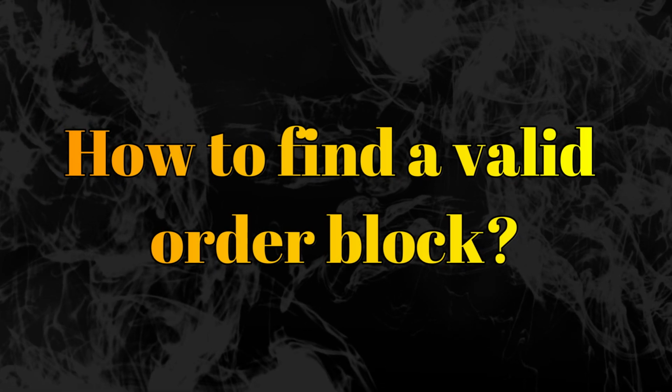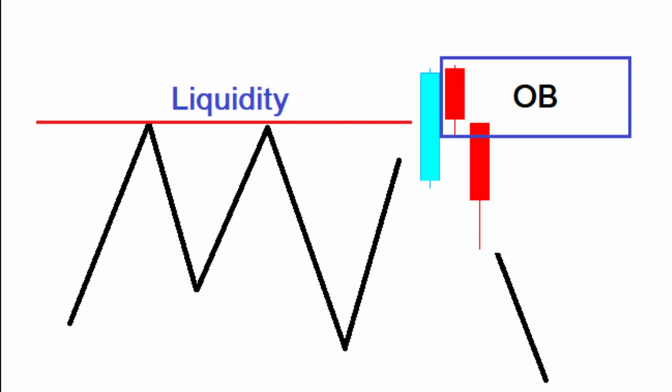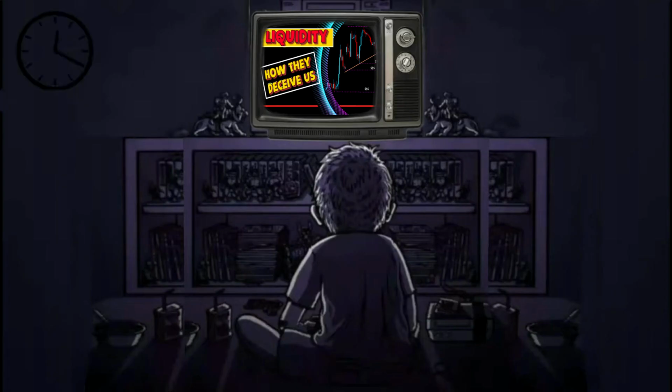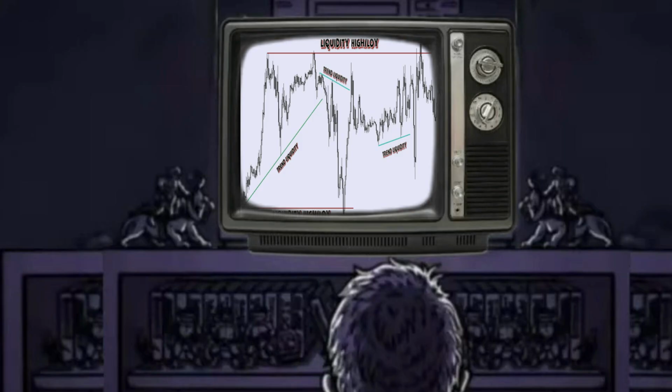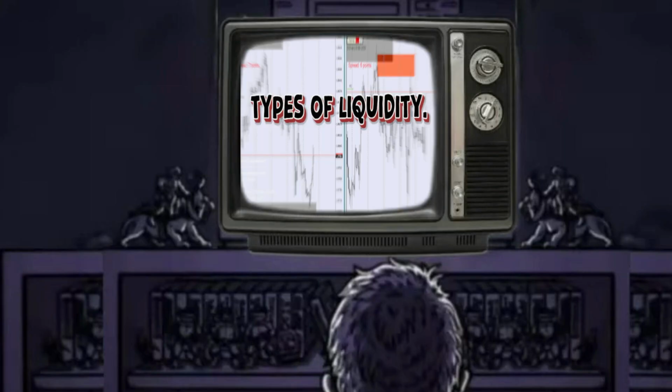How to find a valid order block? As I said earlier, the price should remove liquidity and show its direction. What does it mean? There are several liquidity options, which, by the way, I already talked about on my channel.